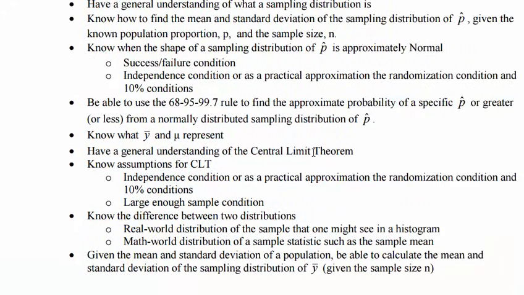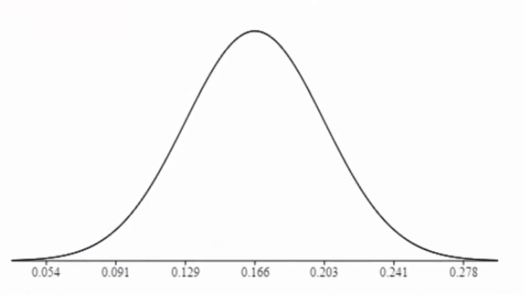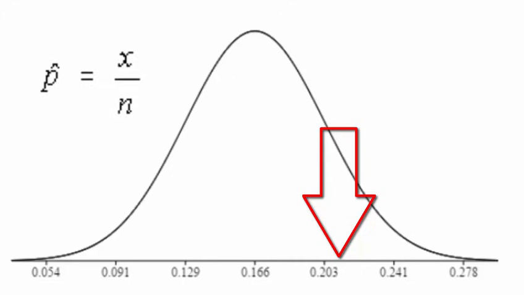Next, be able to use the 68, 95, 99.7% rule to find the approximate probability of a specific p hat or greater or less from a normally distributed sampling distribution of p hat. So let's take a look at some of this. Going back to our dice example, we talked about what might be odd. Let's say we were to get 21%. If we had 21 out of 100, that would be 21%, and this is just number of successes in our sample over sample size. This formula is often called x over n equals p hat, but just make sure you remember number of successes in the sample over sample size is equal to the proportion of successes in the sample, which is the sample proportion.